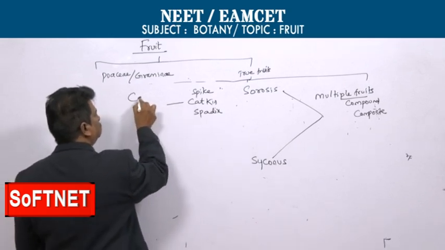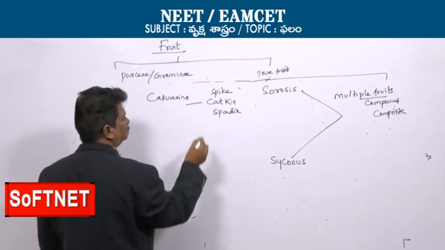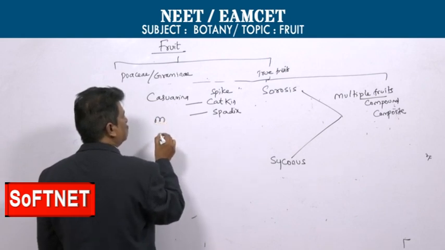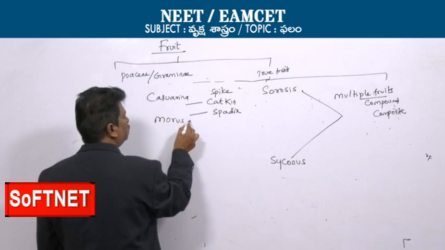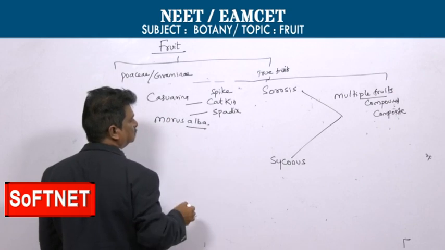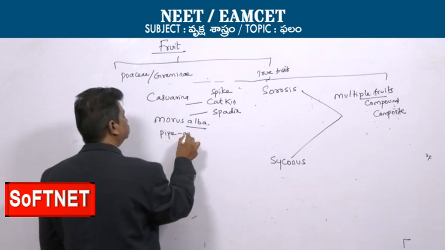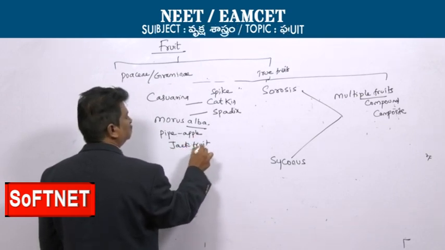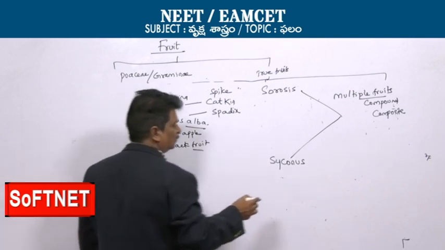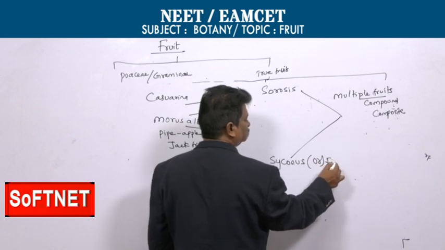Catkin: Casuarina. Spadix. Next one, spadix: Morus alba, or mulberry. Another example, pineapple, and also jackfruit, for sorosis. Syconus is also called fig.